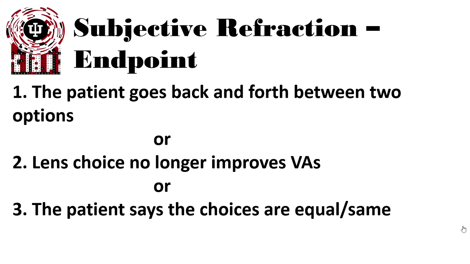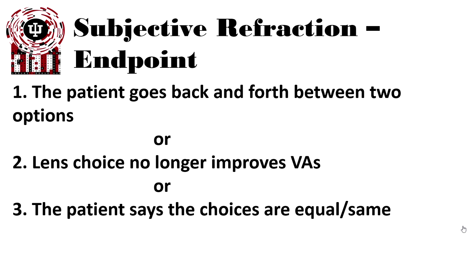The endpoint for subjective refraction can be of 3 criteria. Number 1, the patient goes back and forth between 2 options. As an example, in a sphere check, the person says a -1.50 is clear, then -1.75 is clear, then -1.50 is clear. They went back and forth between the same 2 choices. The endpoint is one of those 2 lenses.